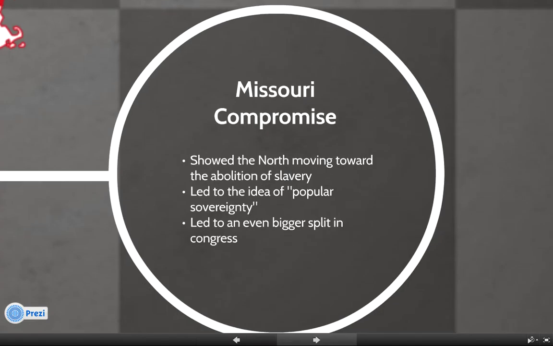The Missouri Compromise also led to many issues within the national government. It was a way in which the South viewed the North moving towards abolition and the freeing of all the slaves.